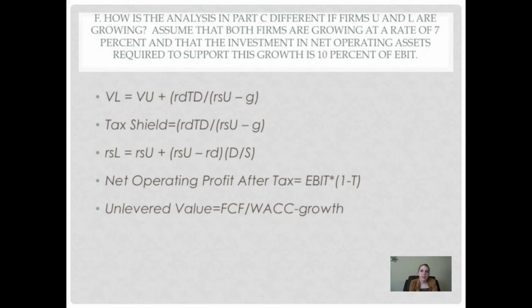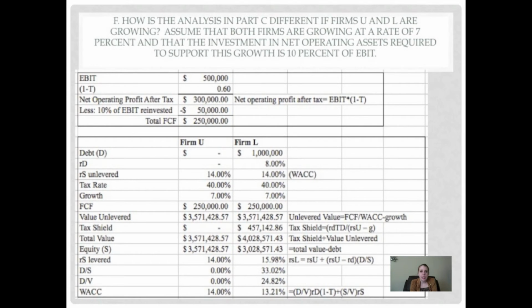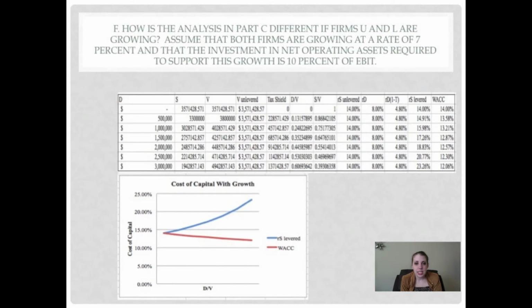So question F asks us to include growth within the calculations along with tax, and this ends up being kind of the same as the tax conclusions, in that the more debt you have, the more tax benefit that you experience, and that can be represented in the tax shield calculation. So as you can see in the graph and calculations, as debt increases, so does the value of the company, and WACC decreases as well.